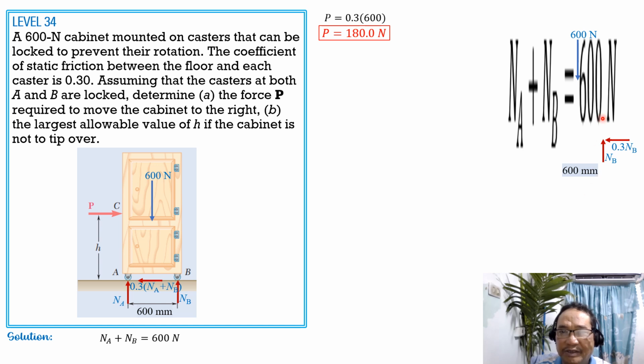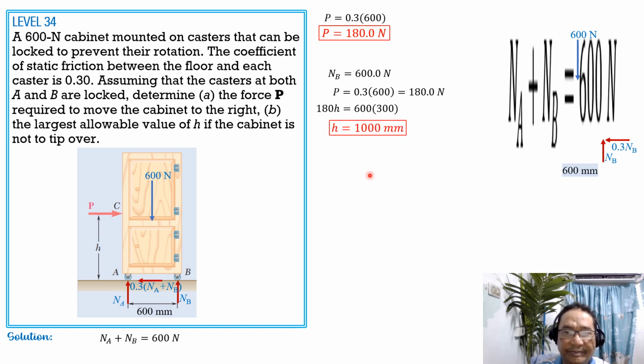Since summation forces Y equals 0, NB is 600, then summation forces X, P is equal to 0.3 of NB, so P is still 180 newtons. Then lastly, we sum up moments about B equals 0, clockwise positive, so 180 times H equals 600 times 300 mm. So solving for H in mm, H is equal to 1000 mm.